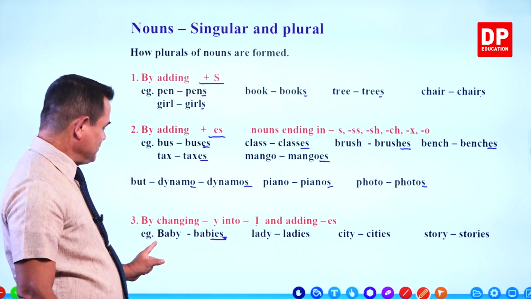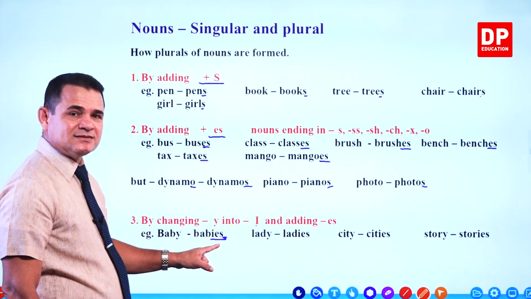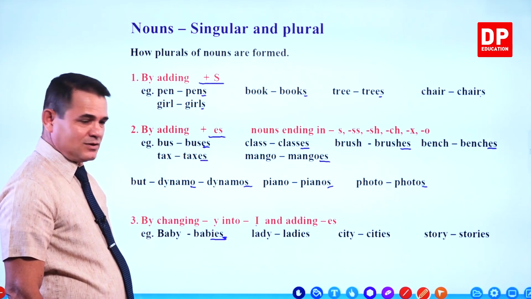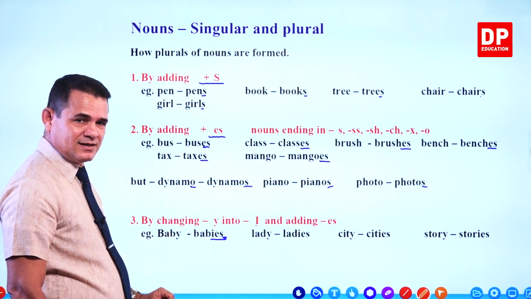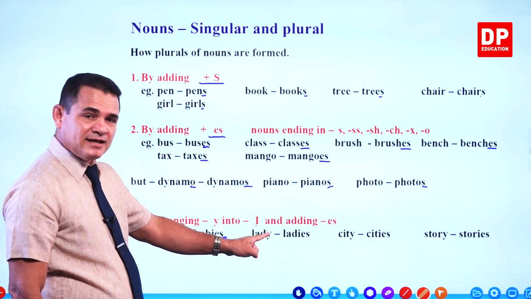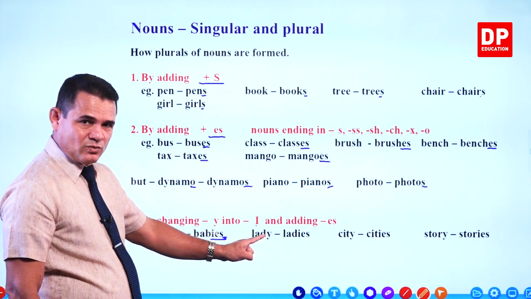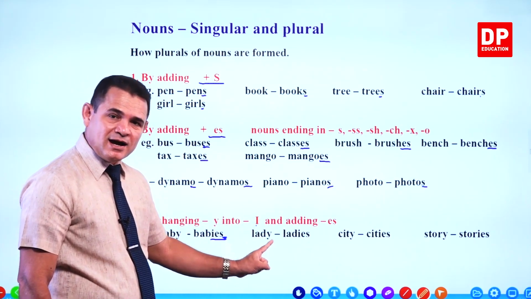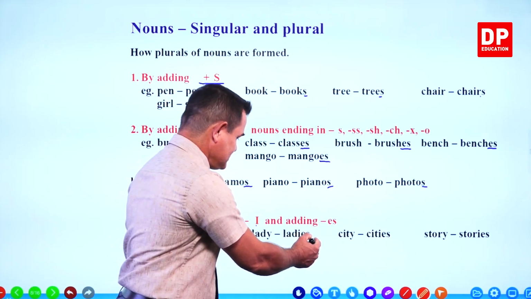Baby, babies, by adding IES. Remove the Y. Lady: the last letter is Y. Remove the Y and add ES. That is IES, ladies.